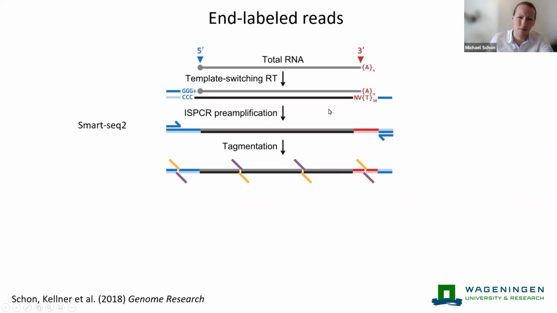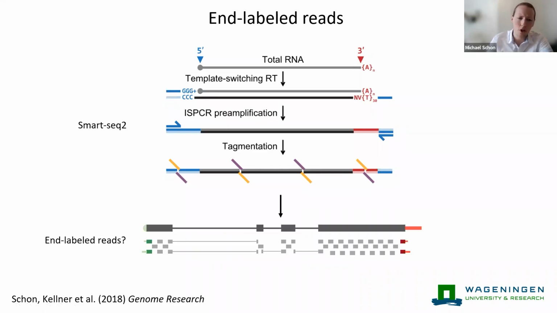And then it's clear from the protocol as it's shown here that the tag at the 5' end and also the oligo dT tag at the poly A tail, neither of those tags are lost when the sequencing library is produced. And so from this single cell data, we should actually have a certain subset of our reads that are end labeled, that are either indicative of an RNA 5' end or an RNA 3' end.